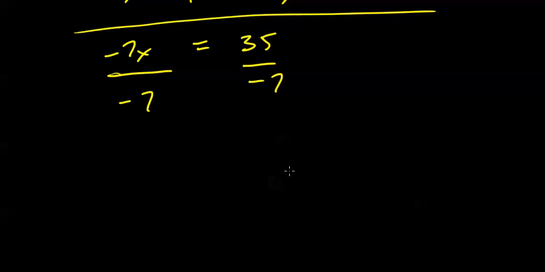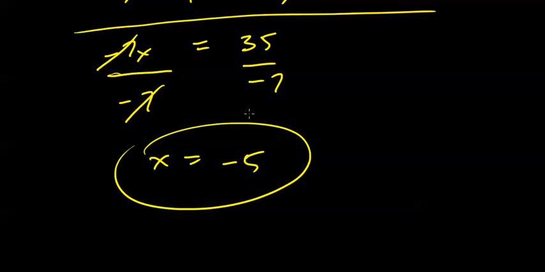And negative 7x over negative 7 is x. The minus 7's cancel out. And 35 over minus 7 is, of course, minus 5. So x equals minus 5 is the correct solution for that equation. All right.